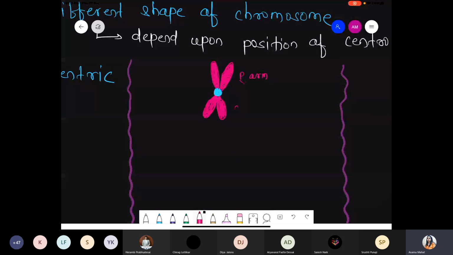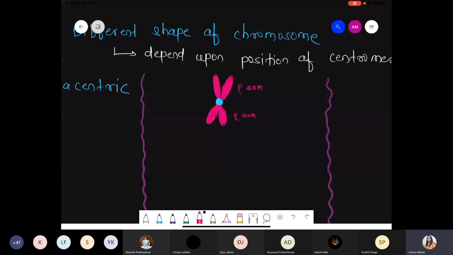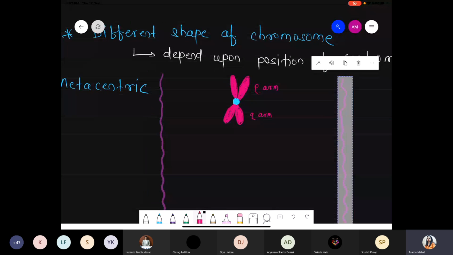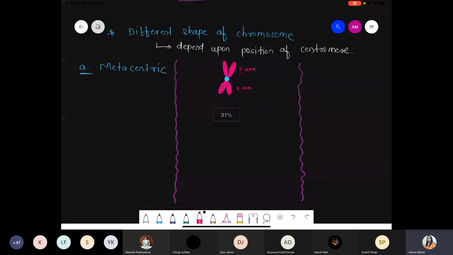ठीक है? And the lower arm that is small q arm, P arm and Q arm. ठीक है? Now simply what happened? We are talking about, suppose centromere gets split, right? And now cells proceed to the anaphase. So now what kind of the condition will occur?